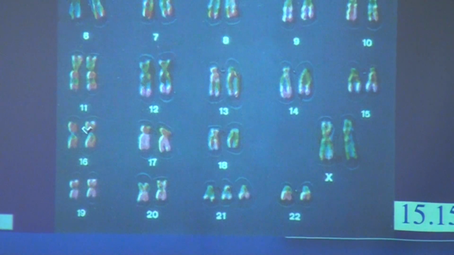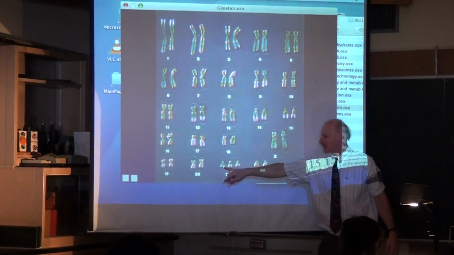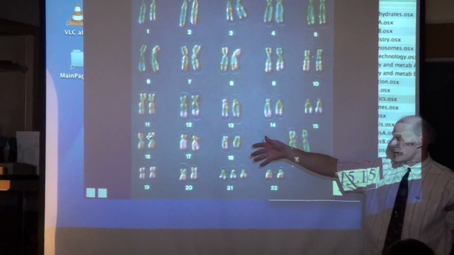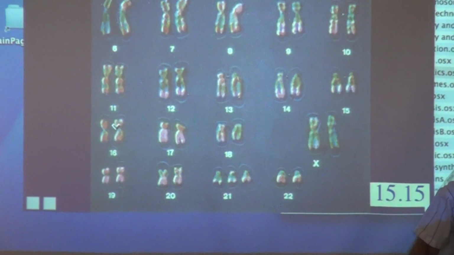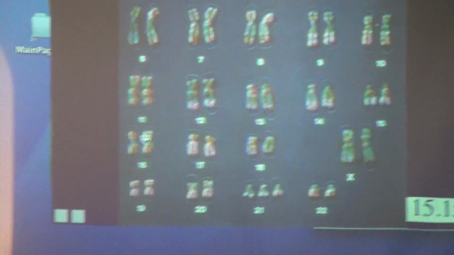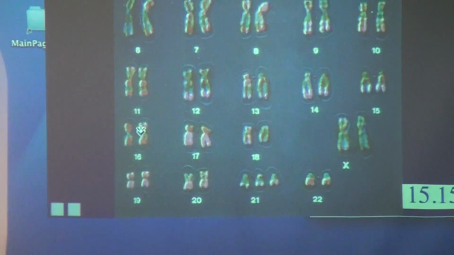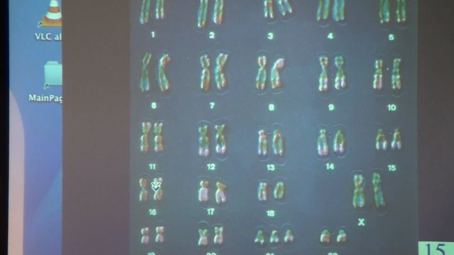A very common example of it is something called trisomy 21. If you look at this karyotype, you can see this individual has 3 chromosome 21s, and that's what causes what's called Down syndrome. I'll talk a little bit more about that in a moment, but it's the most common example of aneuploidy.